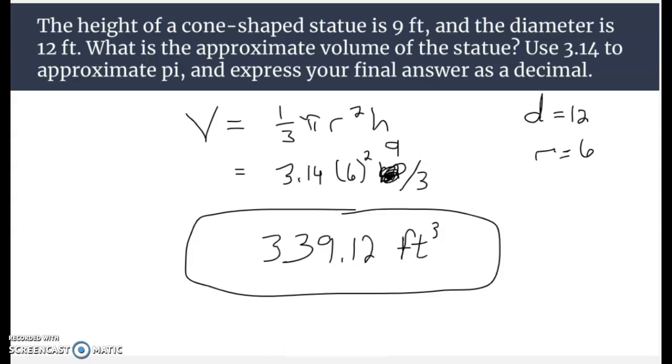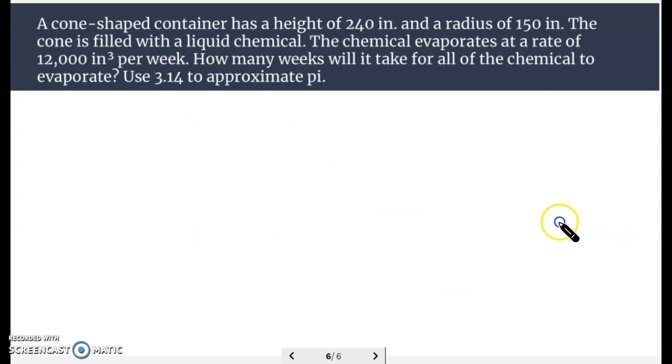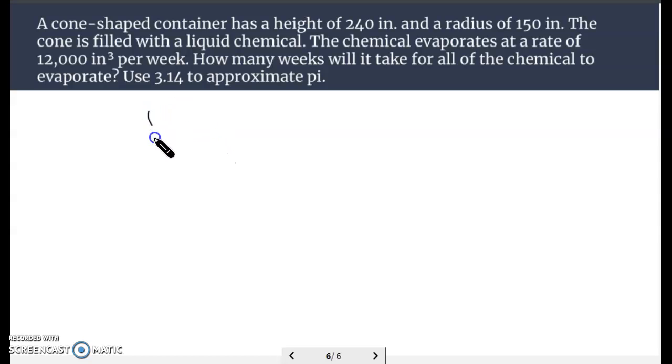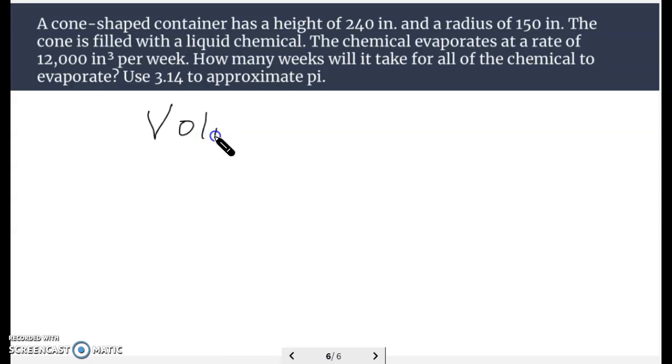All right, we have one more to do. Cone-shaped container has a height of 240 inches, radius of 150 inches. The cone is filled with a liquid chemical. The chemical evaporates at a rate of 12,000 cubic inches per week. How many weeks will it take for all the chemicals to evaporate? Use 3.14. All right, so we're going to take the volume and divide it by this rate, and that'll tell us the time in weeks.